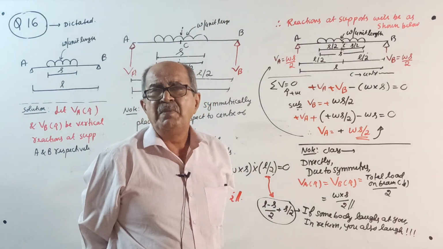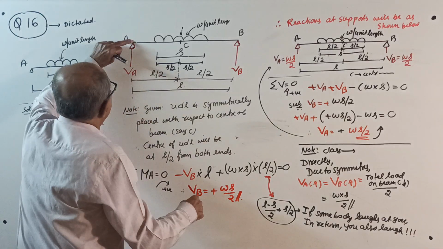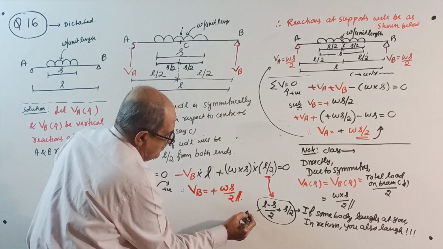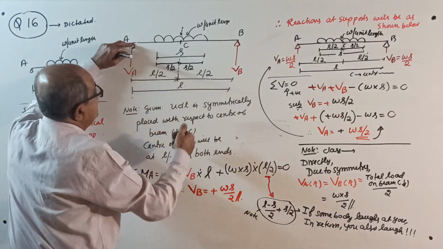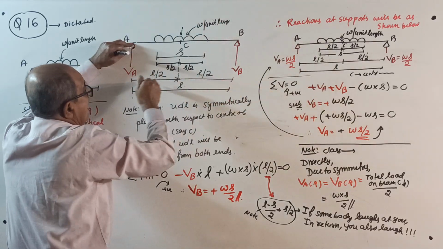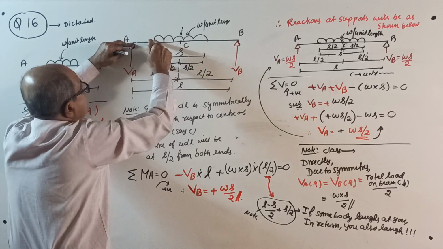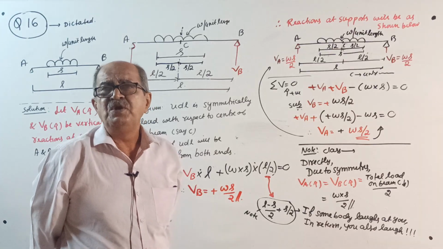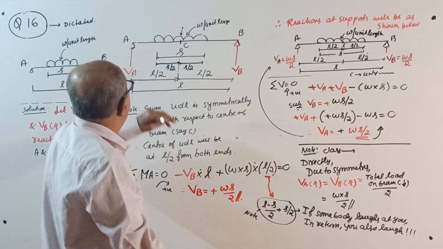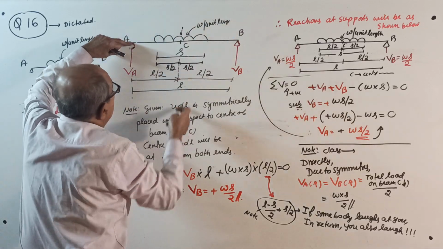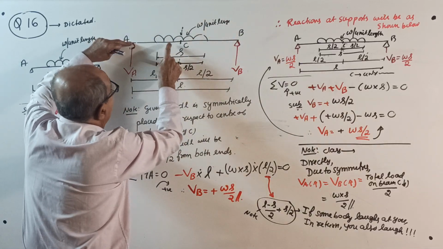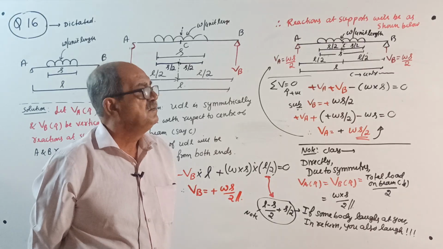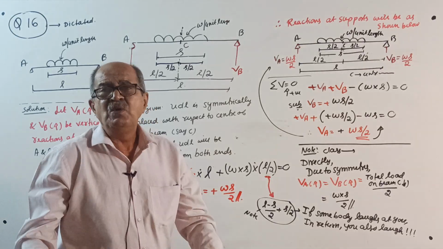Now, long back it happened in my class. Just make a note here, just one note. When I took moment about A, I wrote minus VB into L plus W into S into L by 2. Someone told me earlier, sir, so far you are not doing that way. Then what was I doing? Sir, when you take moment about A, you write total load into this gap plus half of S. Yes, I told, correct. So, can we do that way? I will tell what happens if you do that way.